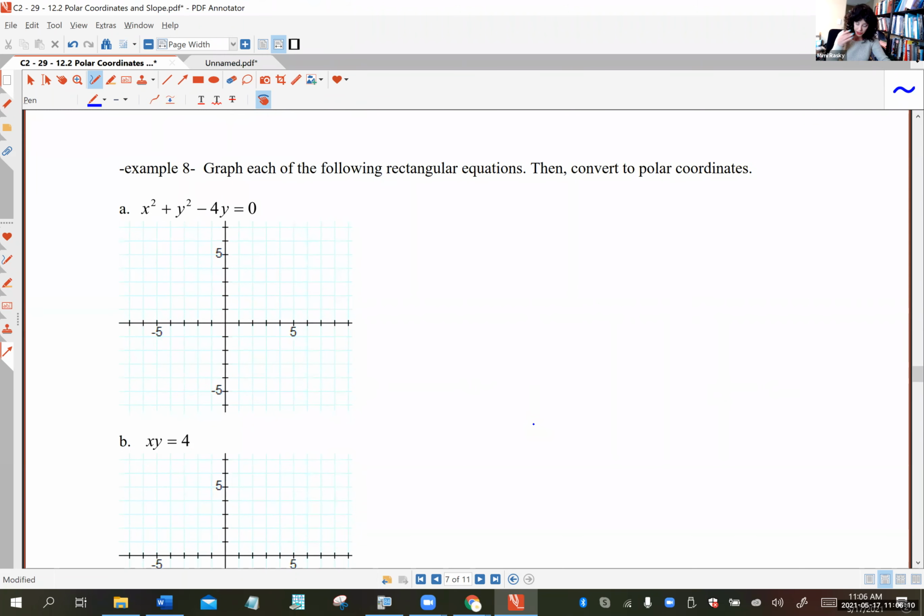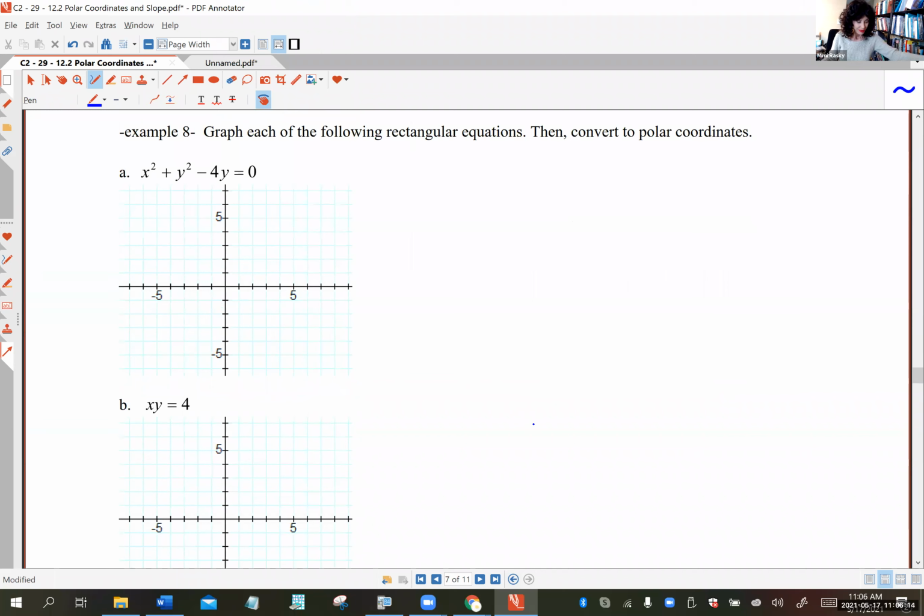So let's do the opposite, shall we? Let's do some rectangular equations, but then convert them to polar. And then we'll do derivatives in polar, and then we'll pretty much be done for today. And then Wednesday, we'll be doing a lot more calculus in polar. We're going to be doing area and arc length. And that's all going to be on Friday's exam.